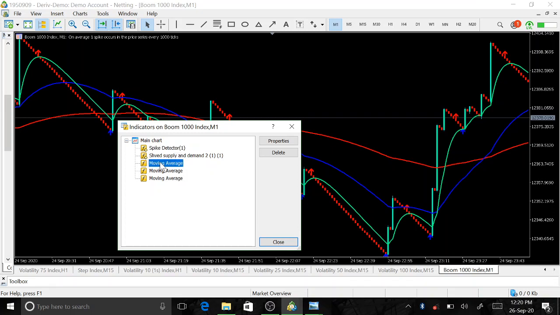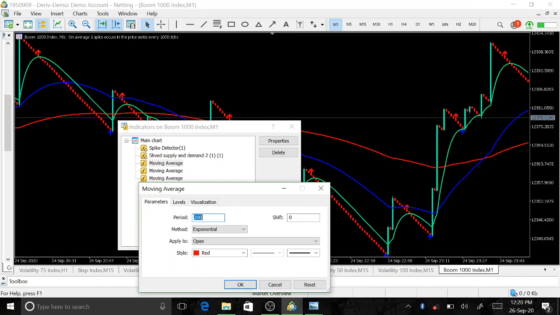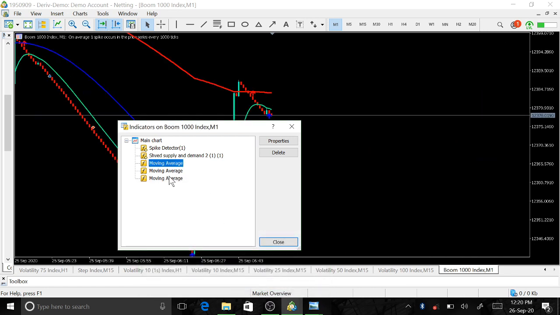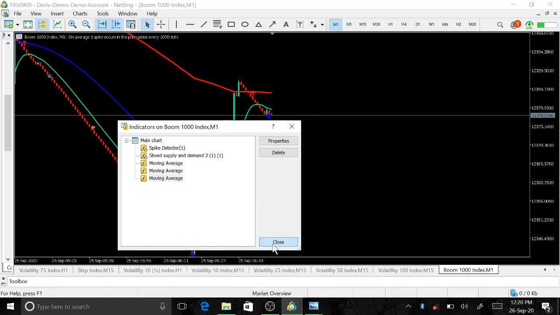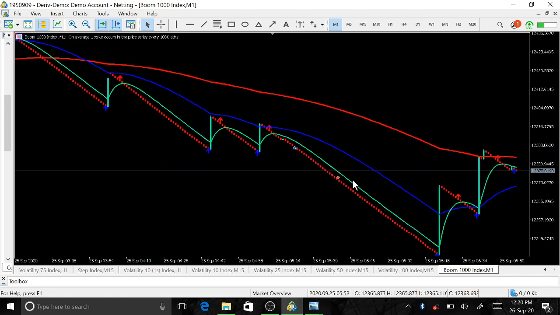Then we're going to make use of the moving average 200 exponential applied to open. Then you click OK. Then you add a moving average period 50, method exponential, applied to open, in a blue color of your choice. Click OK. Then the last moving average is period 9, method exponential, applied to open, in spring green. Then you click OK, and you are done. So this is what your chart is going to look like.